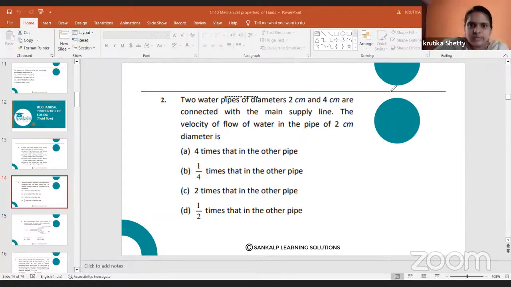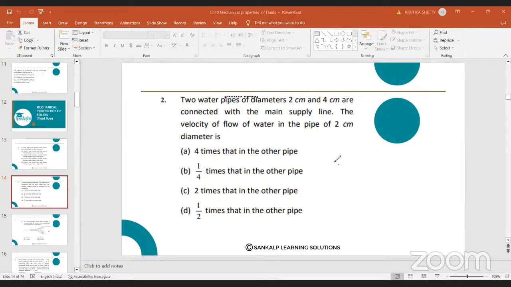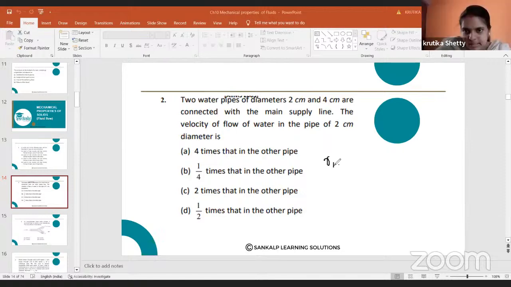So how can we do this one? Based on the equation of continuity, if you know, you can try, or else I'll tell you. Given that the diameter is 2 centimeters, I'll consider that pipe as A. One more pipe I'll consider as B.